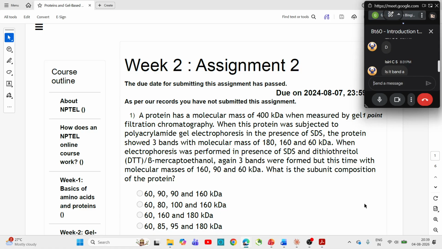In the presence of SDS, it shows these bands. In the presence of reducing agents, it shows these bands. So what is the subunit composition of the protein? After adding the reducing agent, the band size changed to 90, whereas 160 and 60 are there when it is not added. So this DTT is doing something to this band. What is it doing, and what is the subunit composition accordingly?